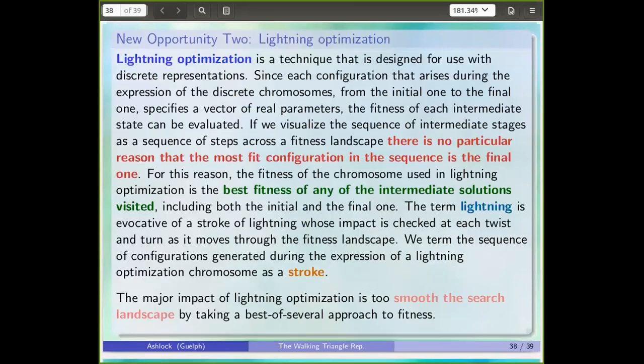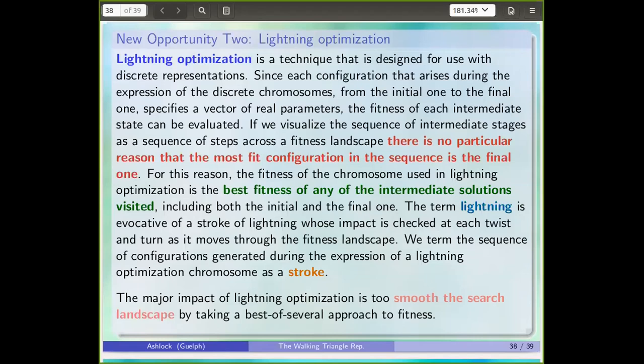This is what we actually did with that funny new vector jump representation. This is what the submitted paper is about: lightning optimization. It's a technique that's designed for use with discrete representations. Every configuration that arises, all of the triangle walks or all of the vector jumps, during the expression of these discrete chromosomes, from the first one to the last one, specify a vector of real parameters.